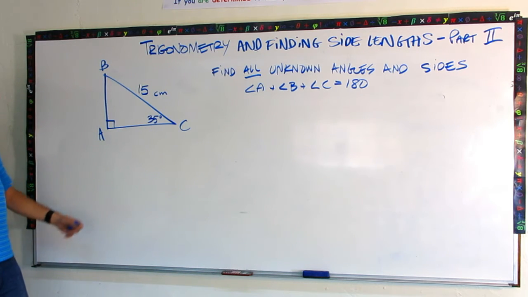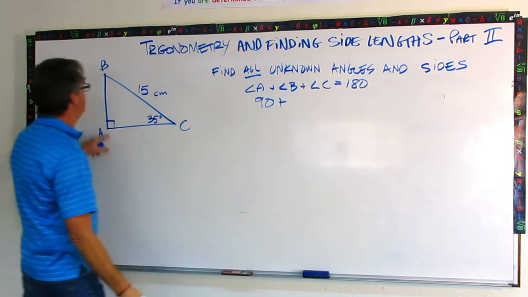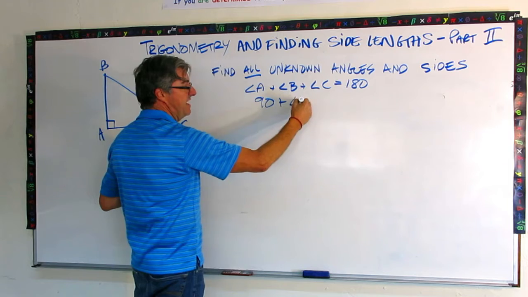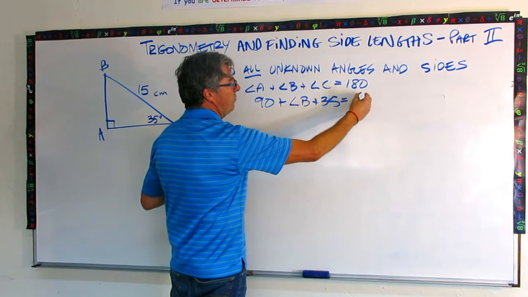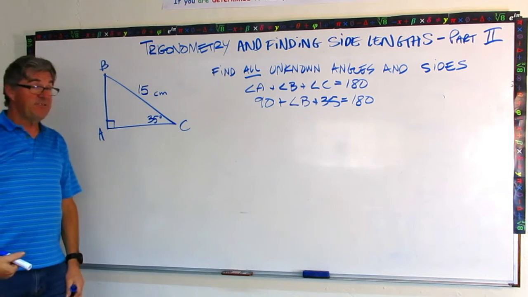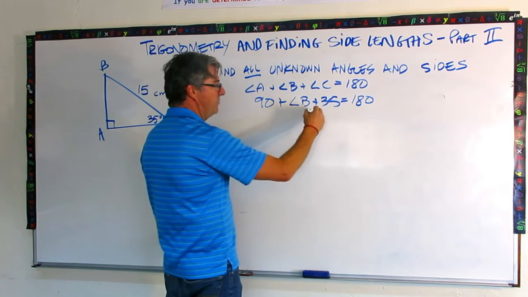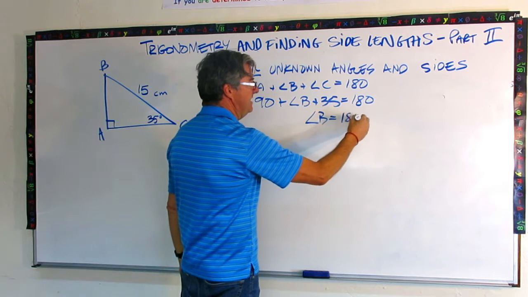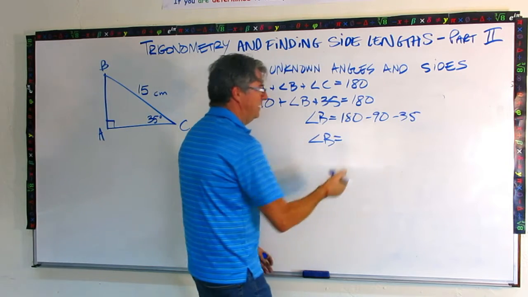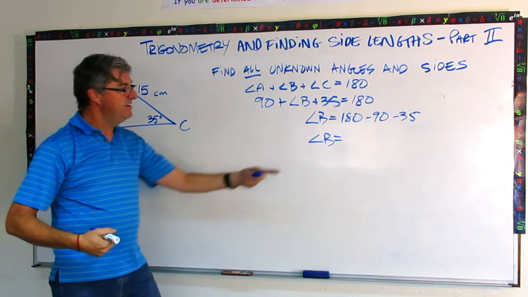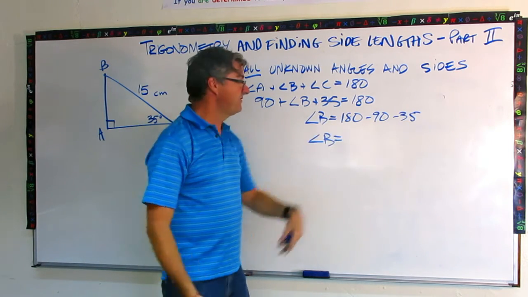Now we know a little bit of stuff here. We know that A is 90, so we can write 90 plus angle B we don't know, so we'll just leave that as angle B. Now angle C we know is 35 equals 180. So now all I have to do is subtract 90 and 35 from 180, and that'll give me angle B. So angle B equals 180 minus 90 minus 35. And you're probably rushing for your calculator. I'm going to do that one in my head. 180 minus 90 is just 90. 90 minus 35 is 55.